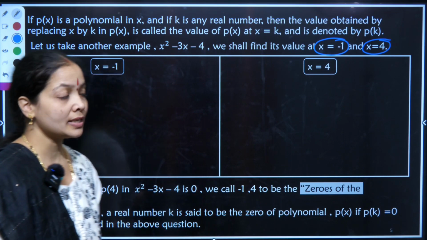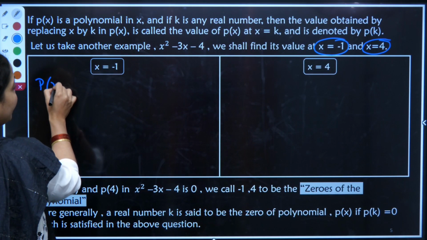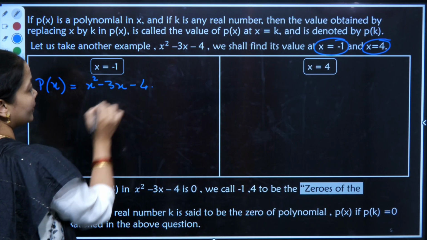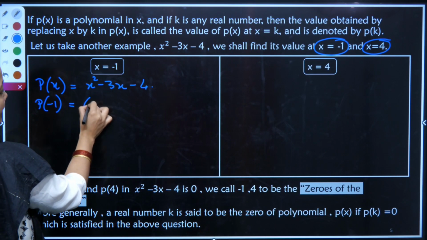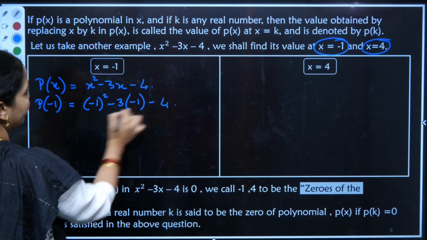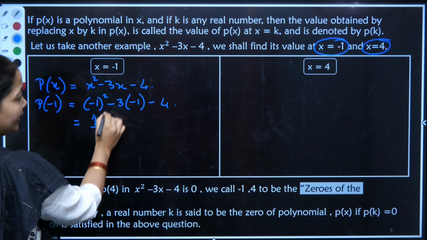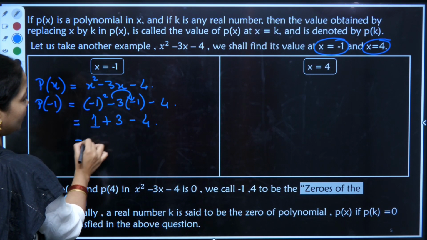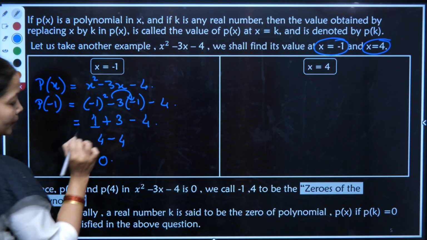Two different values we are substituting in the given polynomial p of x equal to x square minus 3x minus 4. So x is negative 1, so I'll take p of negative 1. That is negative 1 whole square minus 3 into negative 1 minus 4. Negative 1 whole square is always positive 1. Please keep it in mind. Negative into negative is plus 3 minus 4. So 1 plus 3 is 4 minus 4. The answer is turning 0.